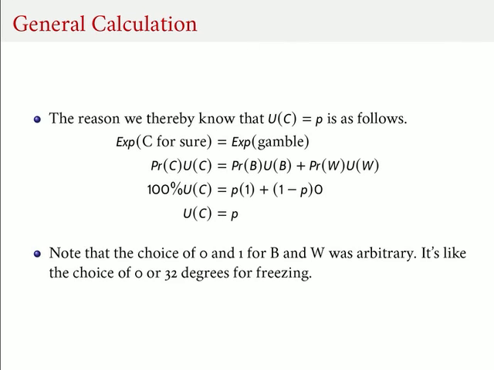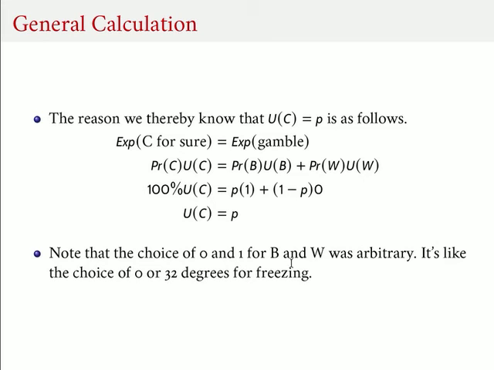And finally, note that, as already stressed, the choice of 0 and 1 as the utilities for the best and worst outcomes were arbitrary. It's kind of like how we can choose different scales for understanding temperature, say Celsius or Fahrenheit. Now these differ in terms of whether the freezing point is 0 or 32.